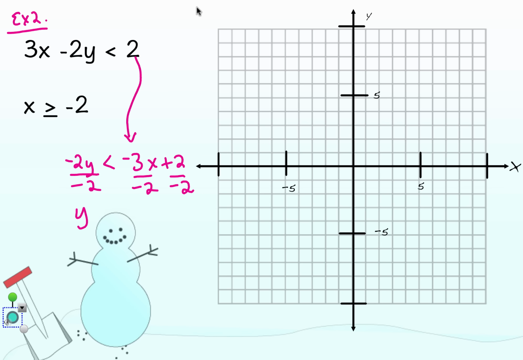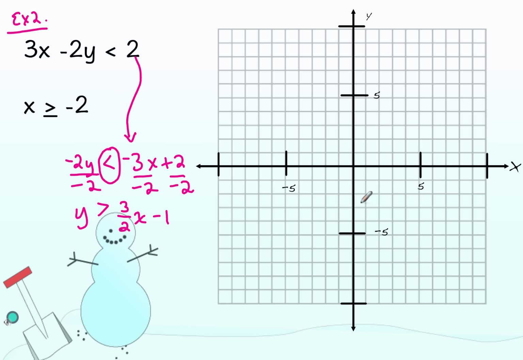Ah, that's right, boys and girls. Do you remember that when you divide by a negative 2, the sign of your inequality must change? So that is going to go to a greater than. And I keep going, dividing by negative 2. There is my new equation to graph.